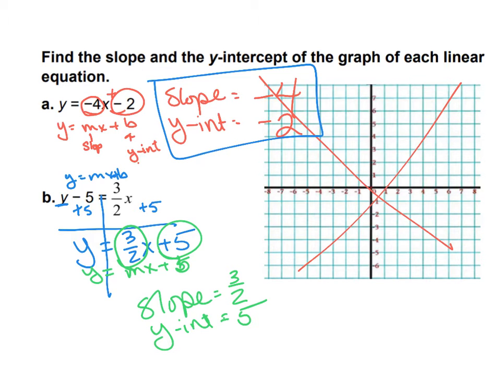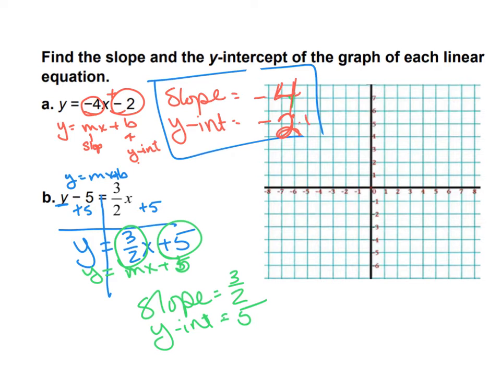Now, I said we didn't need the graph, and we don't. However, we are going to have to be able to graph it. So we're going to graph using this information. Whoops, red. So we'll start with this one. Our slope is -4. Our y-intercept is -2.